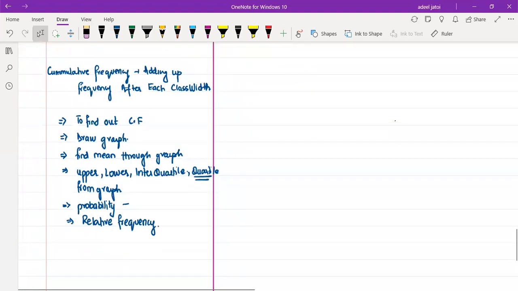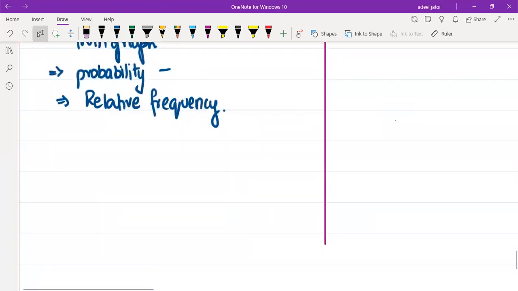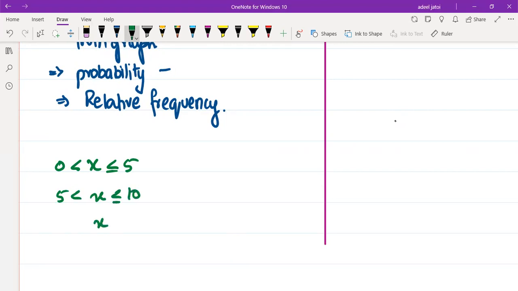Now, to understand what cumulative frequency is, you need to go through the same concept of class width. Suppose x is greater than 0, less than or equal to 5, x is greater than 5, less than or equal to, let's say, 10, x is greater than 10, less than or equal to 15, x is greater than 15 and less than or equal to 20. First of all, you need to understand that it is not necessary you will always have equal class width. You might have unequal class widths as well. So in both the categories, this question can easily be tested.